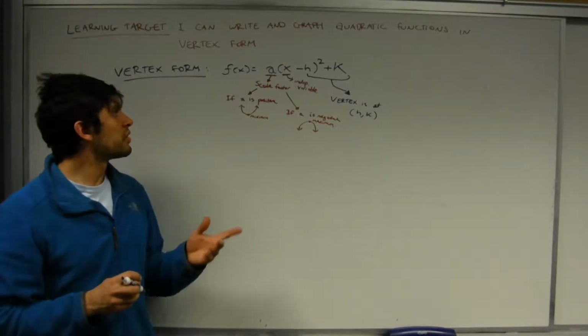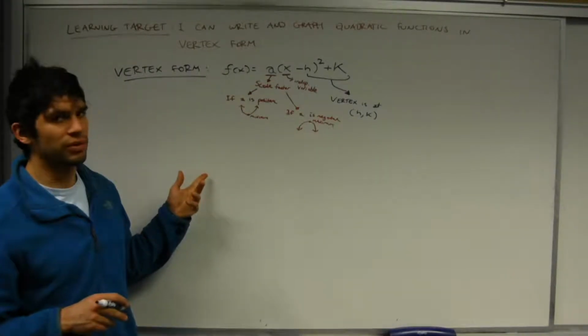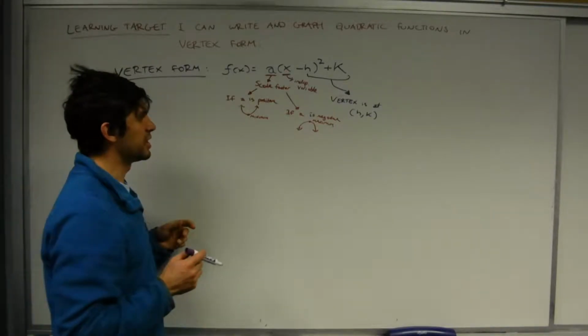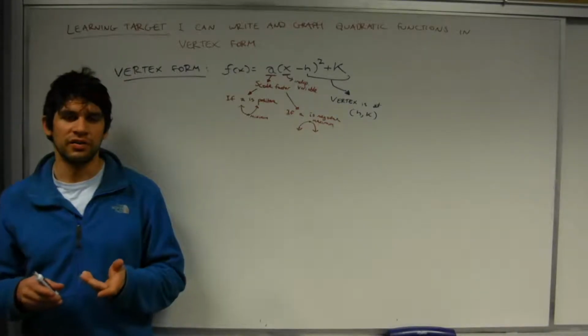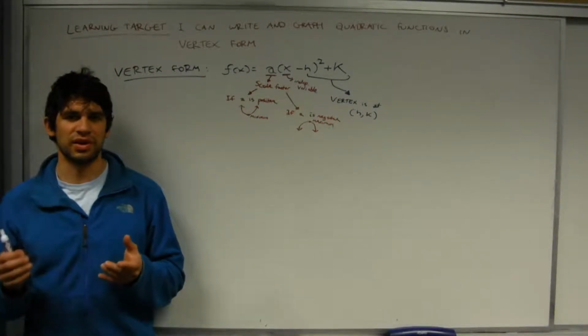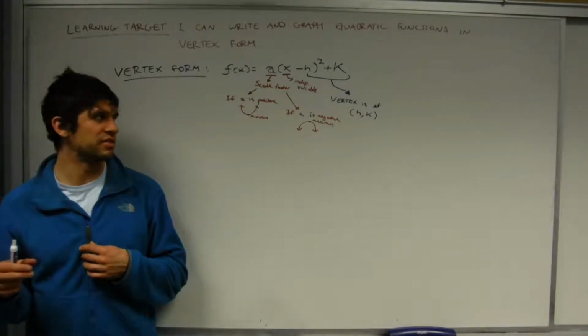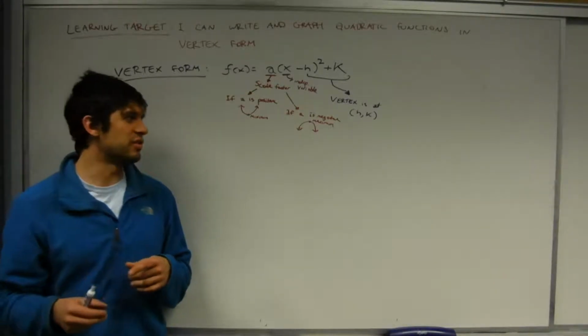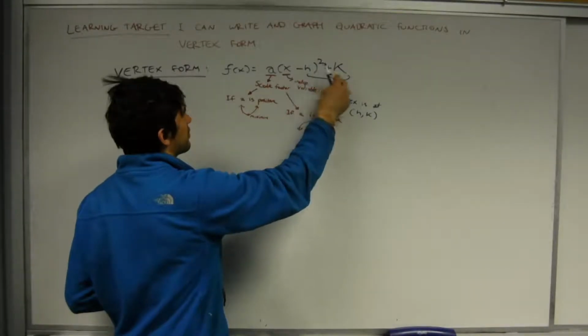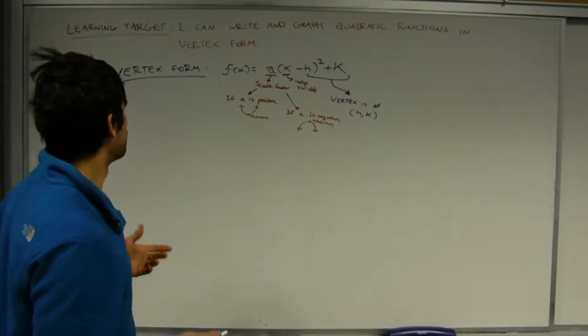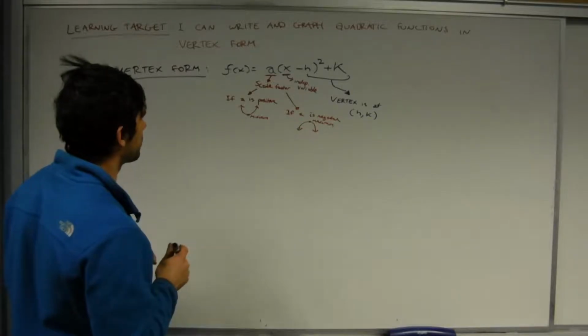One of the main reasons vertex form is really useful to us is because in standard form it's kind of circuitous to find the vertex. First we have to find the axis of symmetry, then we have to plug the x value for the axis of symmetry back into the original function. In vertex form, the vertex is right here in front of our face. So let's go through a couple examples.